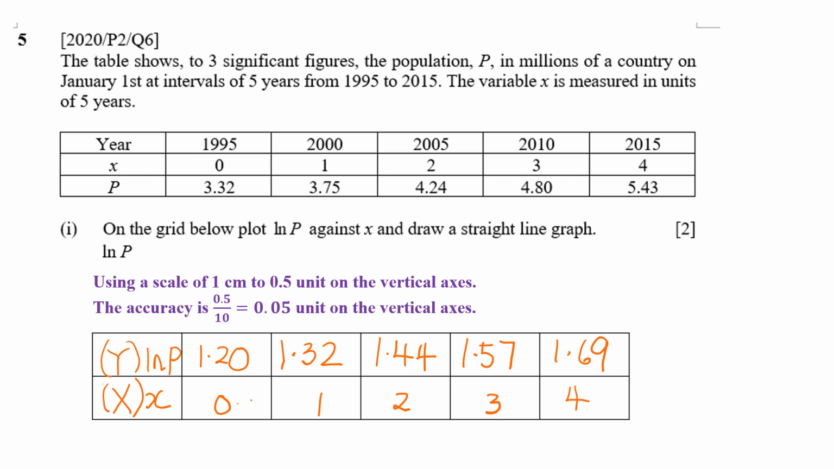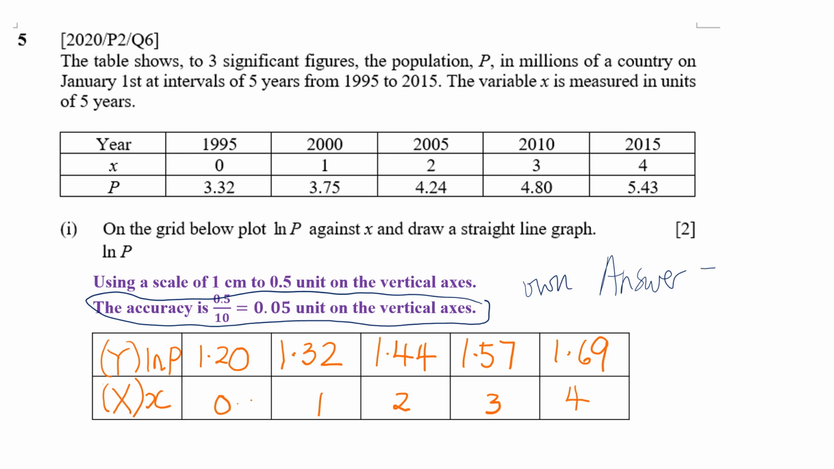This part here is the one that I explained in the previous slide. How do you check your answer is within range? The accuracy is 0.05 unit on the vertical axis. In other words, whatever answers you get, you just have to plus minus 0.05 to your own answer, and for your y-intercept, and see if your answer is within this range. Later I'll explain again.